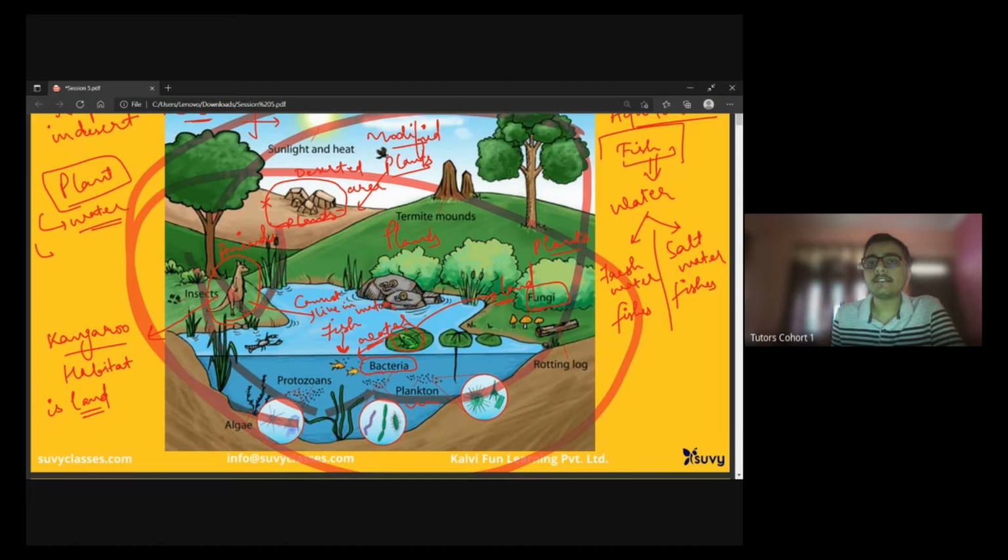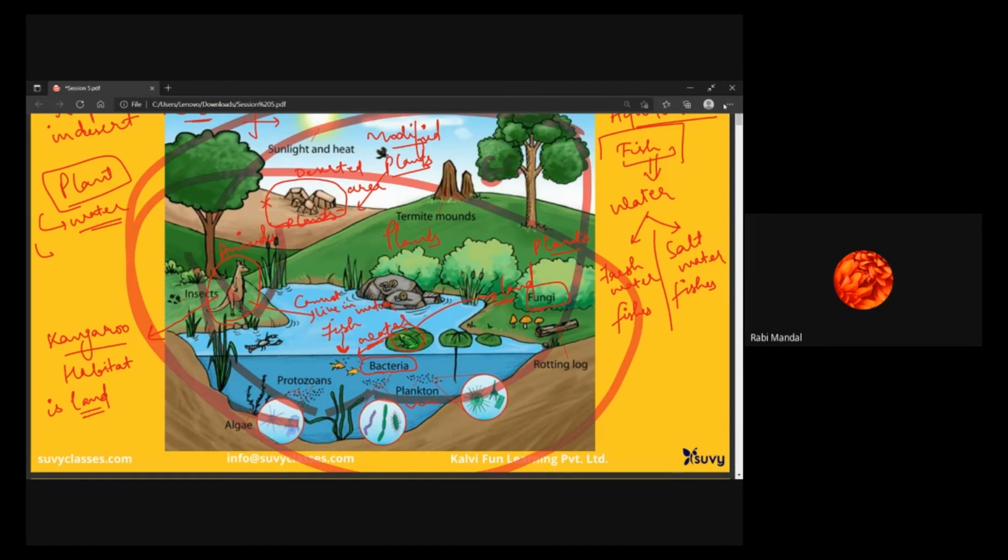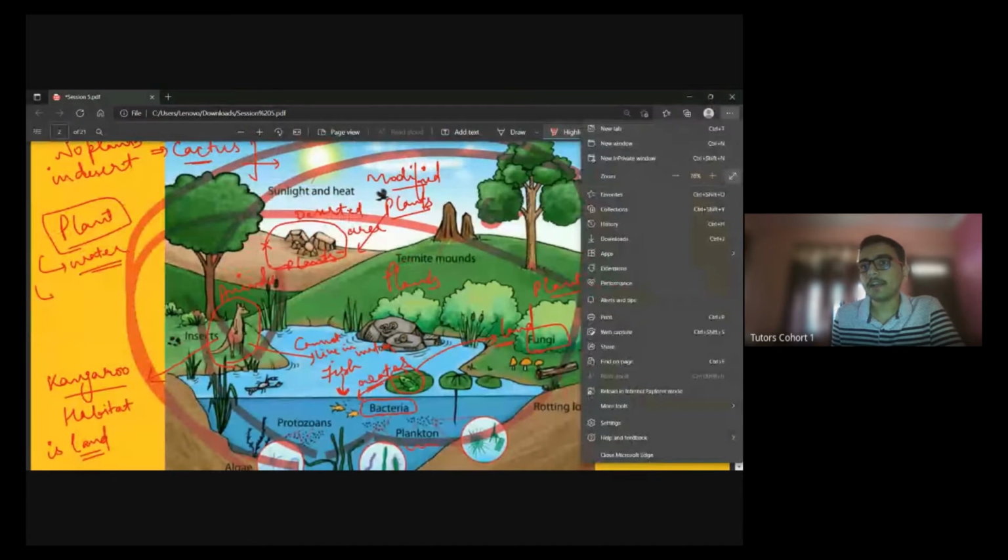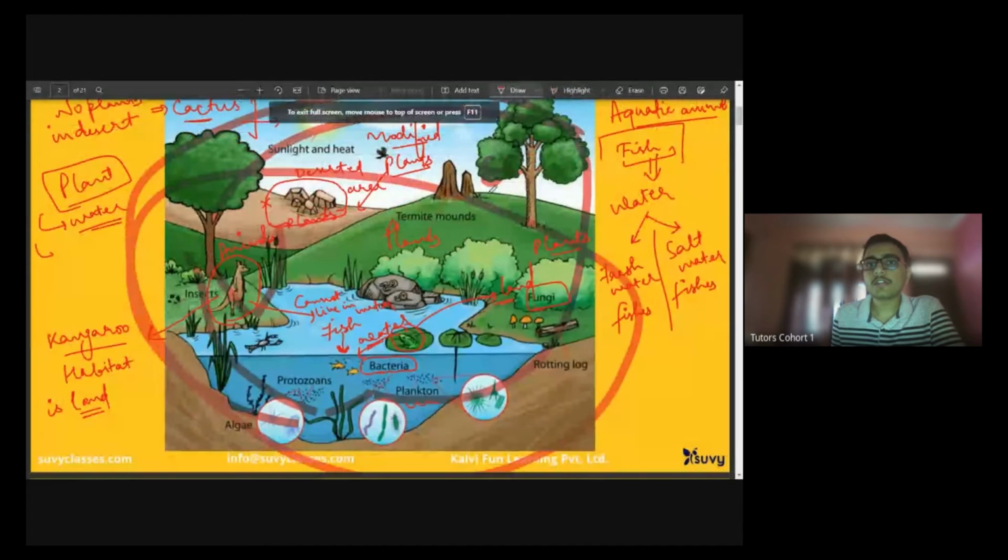What is it known as? This is known as ecosystem.